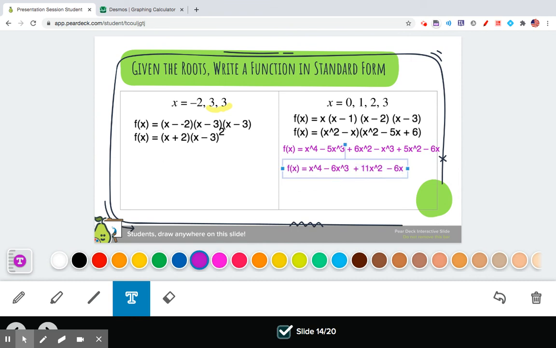This is called standard form. It's standard form because the highest degree comes first and then descending order. And so what I want you to do is to multiply this one out into standard form and make sure, using Desmos, that your standard form is correct. All right, I'm going to put this on pause here, and we'll complete the rest of it in part 3.